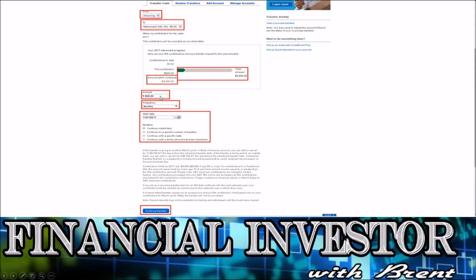So I entered my amount of $600 because, as on Robinhood, every single month I was contributing $600 to my investment portfolio. I wanted to continue that sort of style of investing, I suppose, my increments of investing. So I entered the amount of $600. I set the frequency to monthly, and I set the start date for November 1st, 2017, and I set the duration to continue indefinitely.